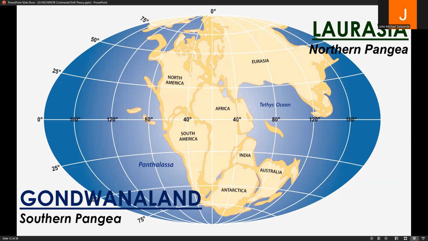So there were two continents that were part of Laurasia before. Those are North America and Eurasia. While the remaining continents are part of Gondwanaland. Okay? Those are South America, Africa, India, Antarctica, and Australia.